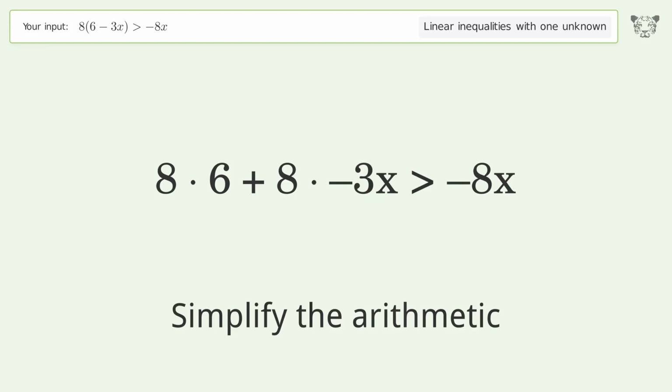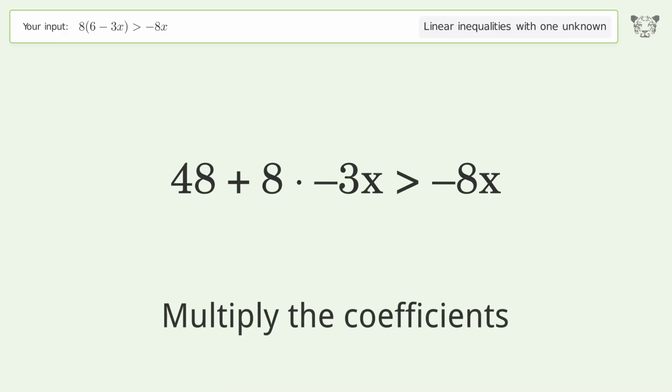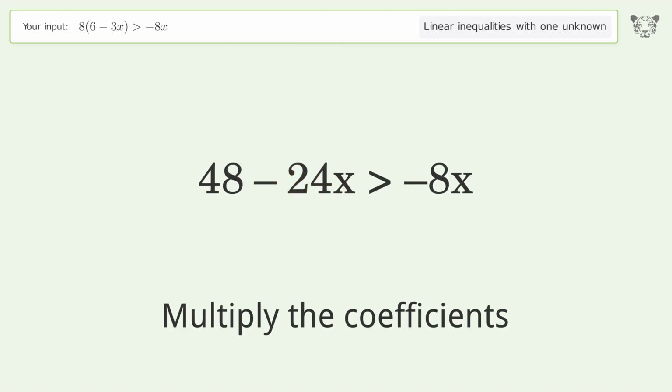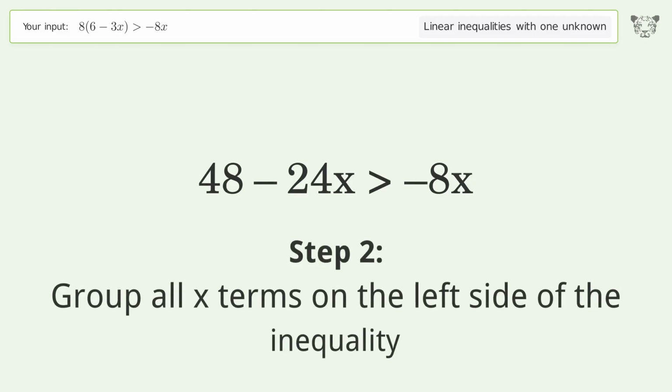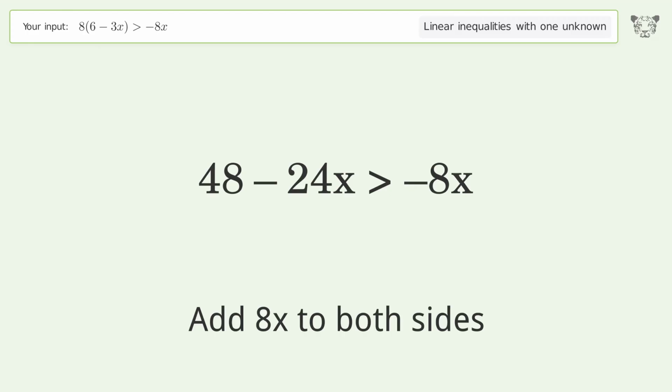Simplify the arithmetic. Multiply the coefficients. Group all x terms on the left side of the inequality. Add 8x to both sides.